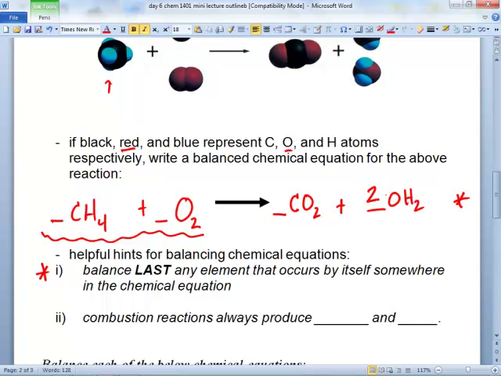2 plus... Yeah, don't forget this guy. I've got 4. So that means I put a what in front of the O2? A 2. And that's the game we're going to be playing. And you can balance other things first, just that it's quicker if you leave the elements by themselves. Leave the elements by themselves, do them last. Your life will just get a lot easier.